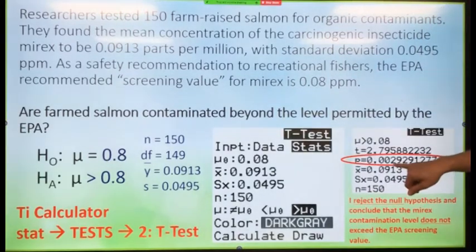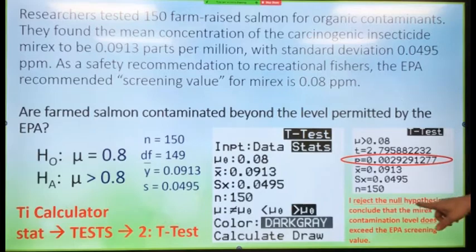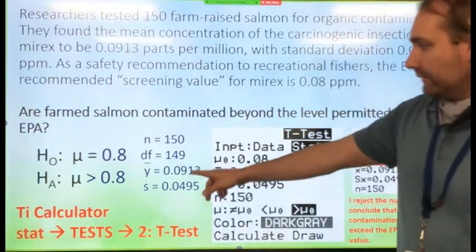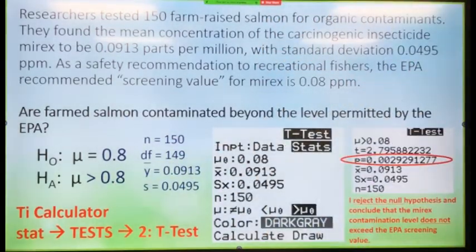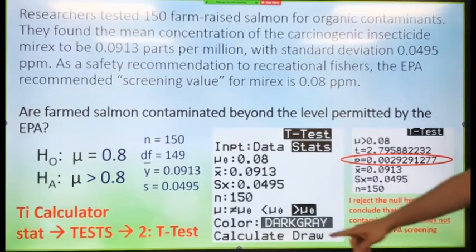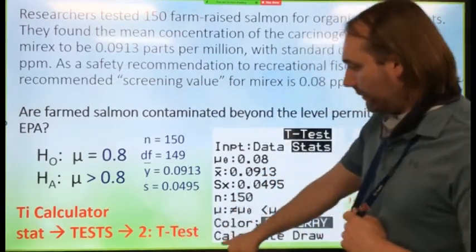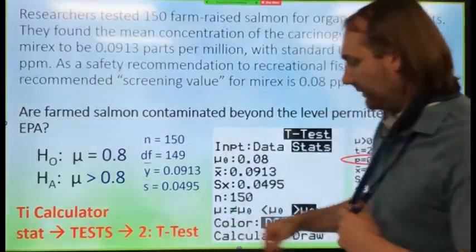So I have a very, very small p-value, right? Statistically significant. This is less than 0.05, which is usually our normal alpha. Which means I can reject the null. And I conclude that Mirex contamination level does exceed the EPA screening value, since I'm going with my alternative. So for a test of the mean with one sample, we want to use number 2, t-test.